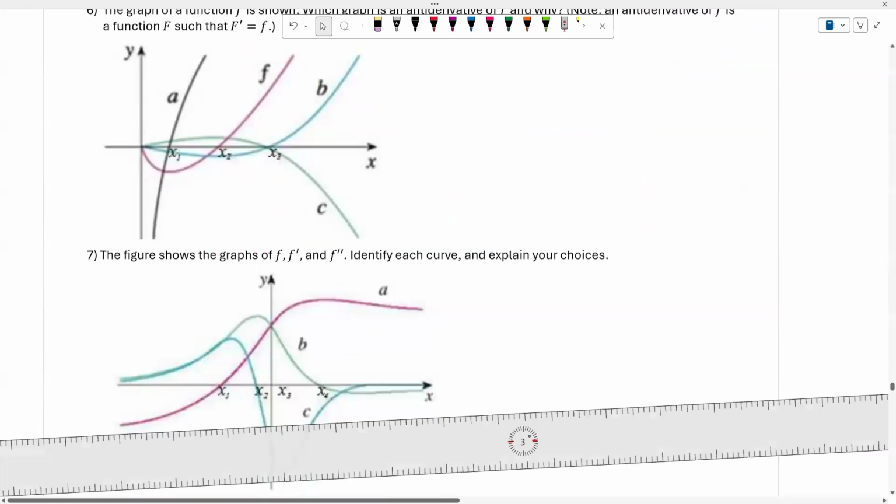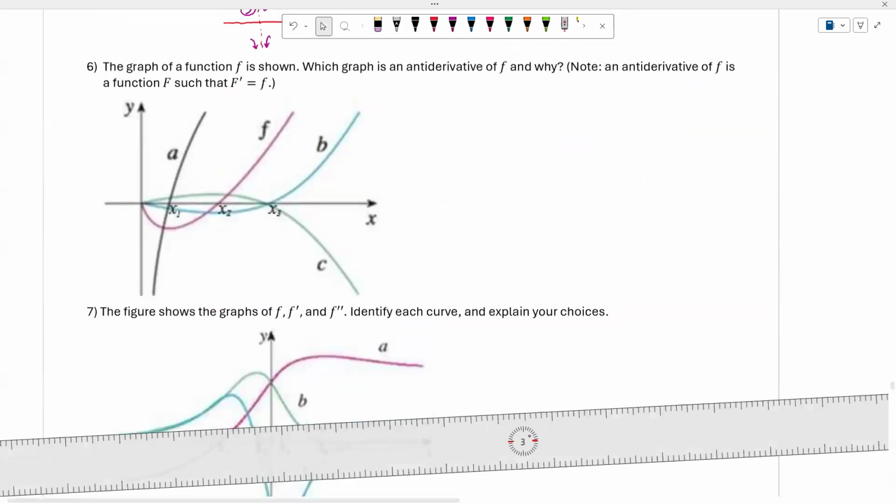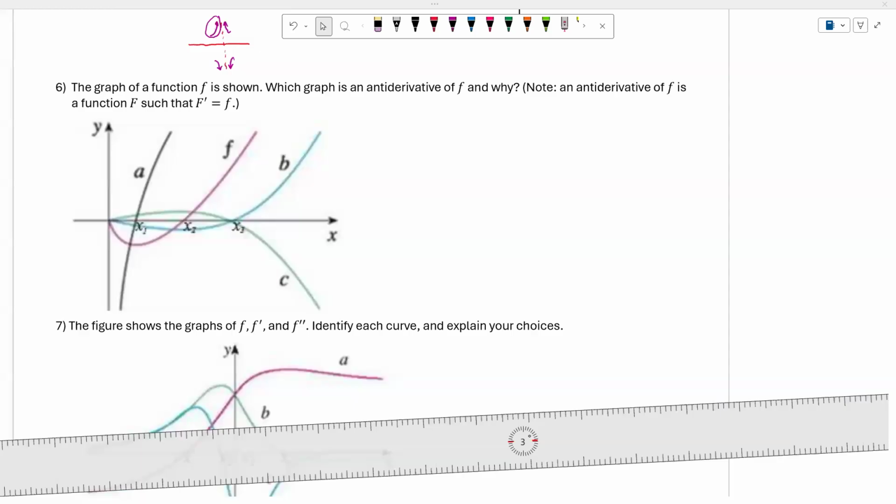Now let us look at the next example, number 6. The graph of a function f is shown. Which graph is an antiderivative of f? What does antiderivative mean? An antiderivative of f is a function F such that F prime is equal to f.